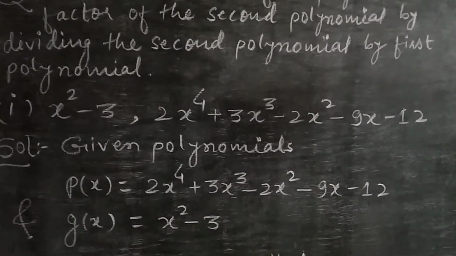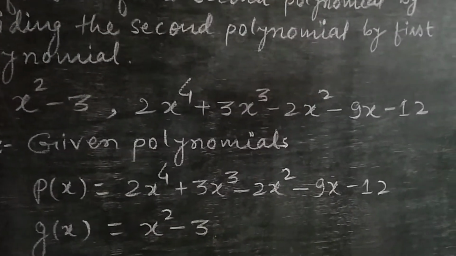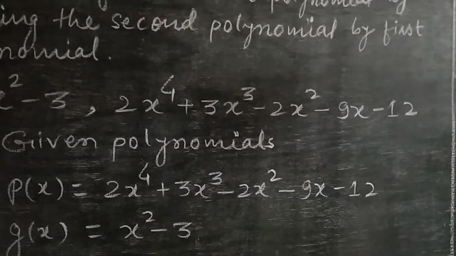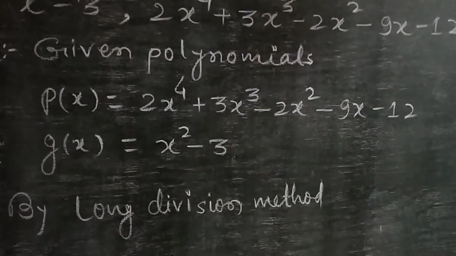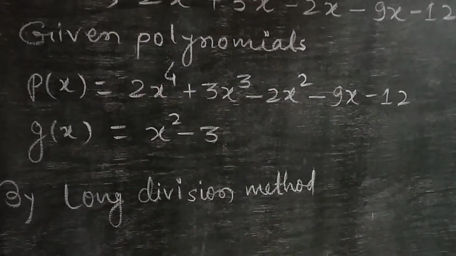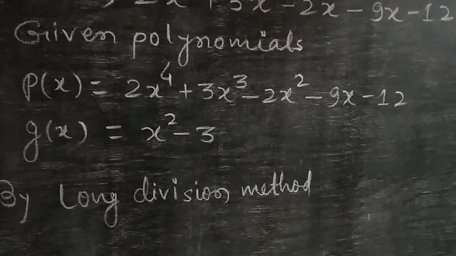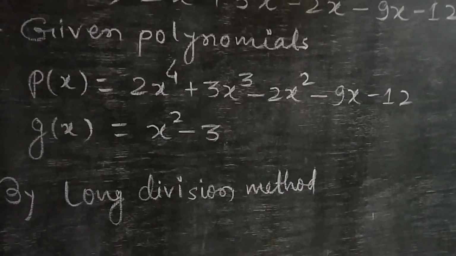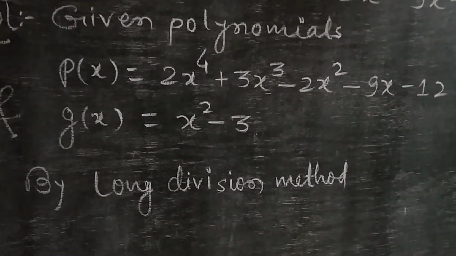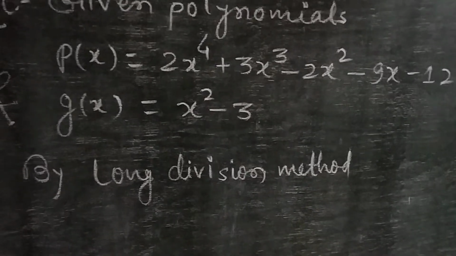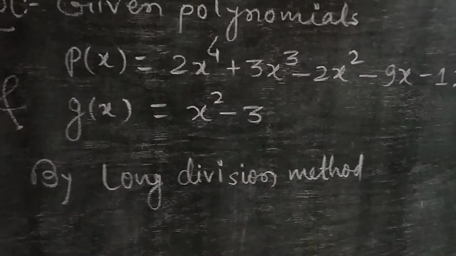So first we will take the polynomials. The first polynomial is x square minus 3. The second polynomial is 2x to the power 4 plus 3x cube minus 2x square minus 9x minus 12. So first we will write the given polynomials. P of x is 2x to the power 4 plus 3x cube minus 2x square minus 9x minus 12. It is in standard form, that is in decreasing powers of x, so no need to rearrange it. And g of x, that is the first polynomial, is x square minus 3. It is also in standard form. So now we will use the long division method.